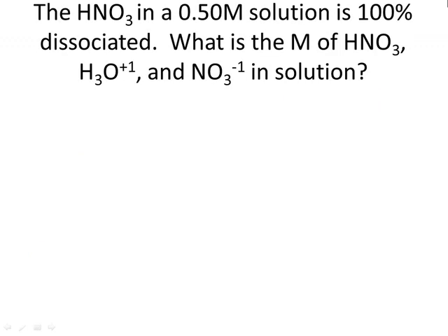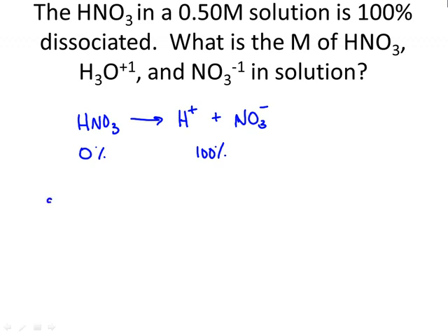The HNO3 in a 0.5 molar solution is 100% dissociated. What is the molarity of HNO3, H3O+, and NO3 negative in solution? So what this is saying is I have HNO3, and I put it into water, and it completely splits up, and it makes H+ and nitrate ion. And this says it does this 100%. So I put HNO3 in, I get 100% products, and I have 0% HNO3 left in solution. So originally, this was a 0.50 molar solution.